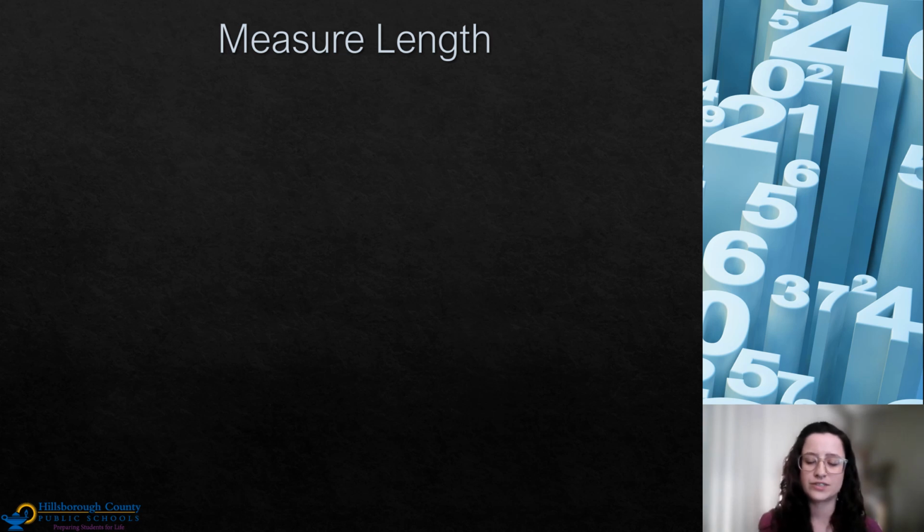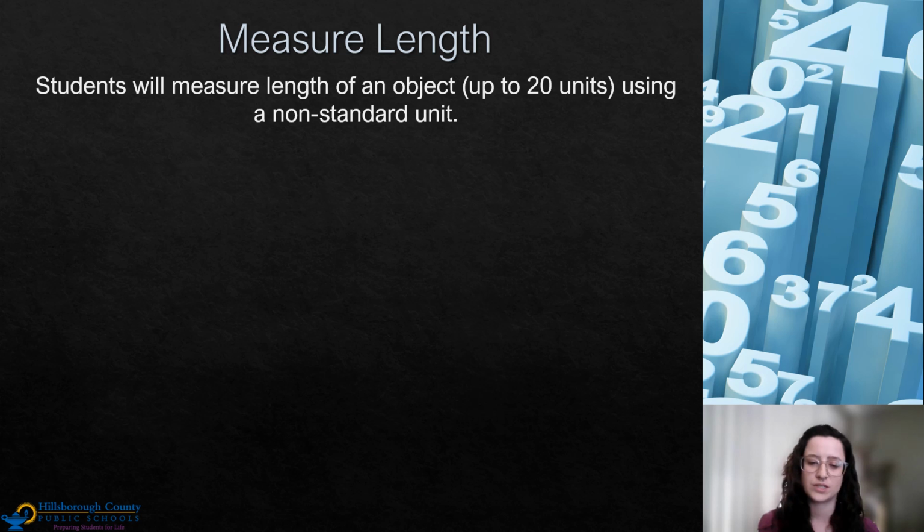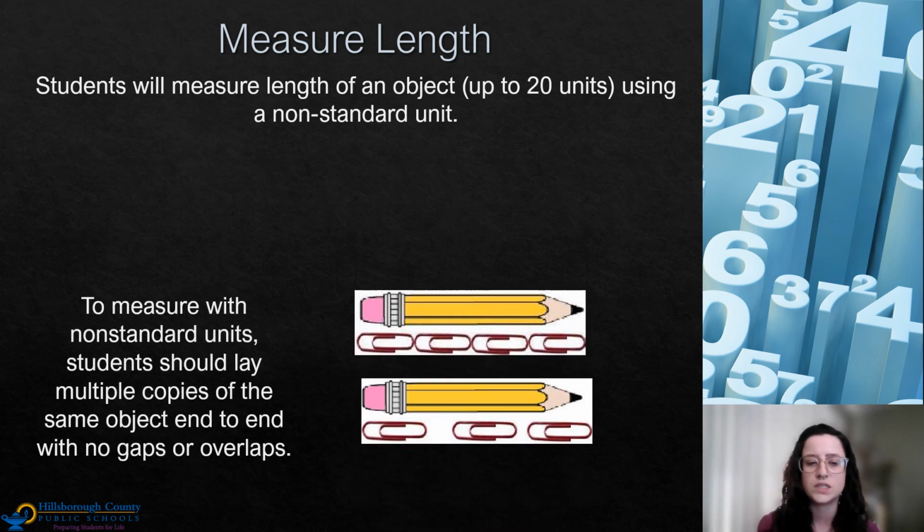In kindergarten, students are expected to measure the length of an object using non-standard units for objects up to 20 units long. Non-standard units are anything that are not typically used to measure objects. That includes paper clips, candy bars, color tiles, or even unit cubes. If we think about measuring with non-standard units, we need students to understand that they are laying copies of the same object end to end with no gaps or overlap.